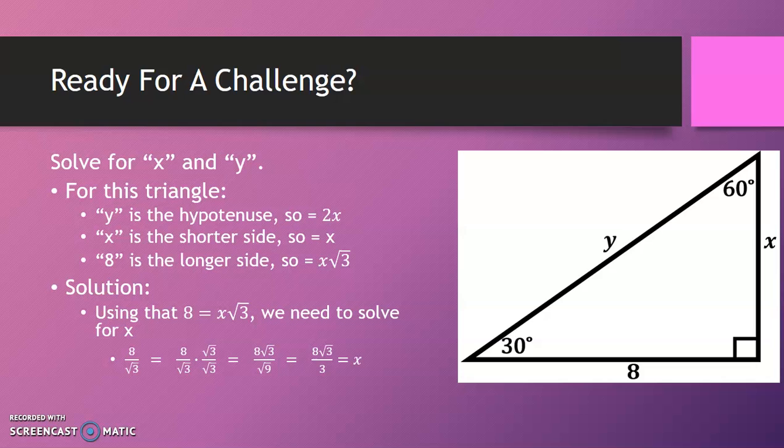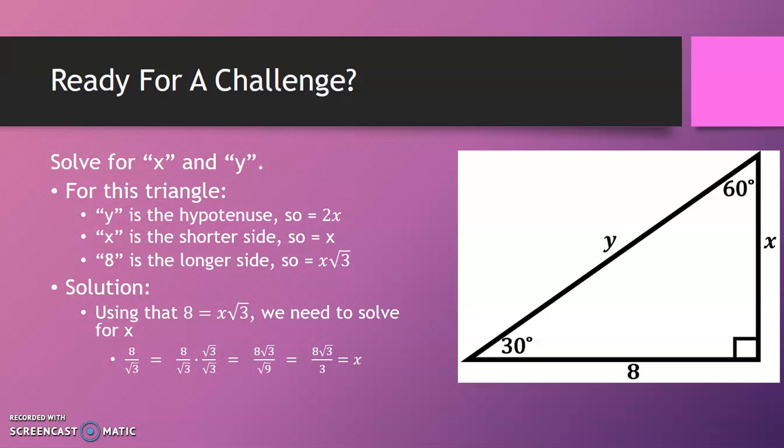Now we cannot leave square roots in the bottom of our fractions, so we need to do what's called rationalizing the denominator. So in order to do that, you have to multiply by that square root of 3 on the top of the fraction and on the bottom of the fraction. On the top, you're just going to stick 8 next to the square root of 3. Because they're not both underneath the square root sign, we cannot combine them any further than that.